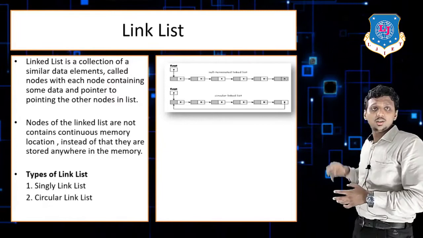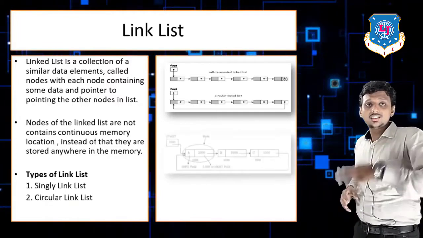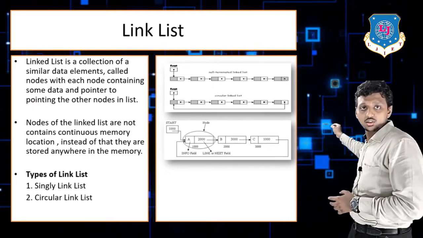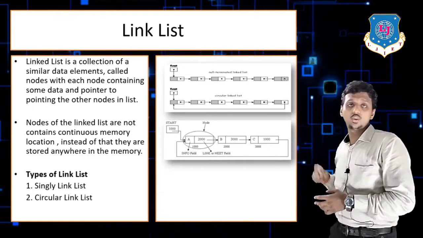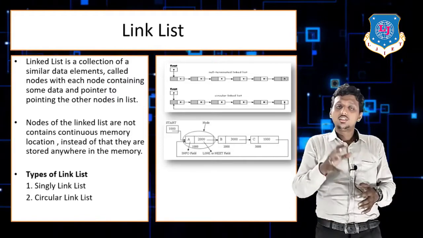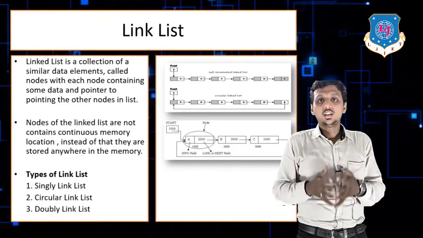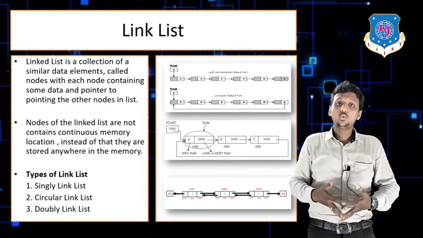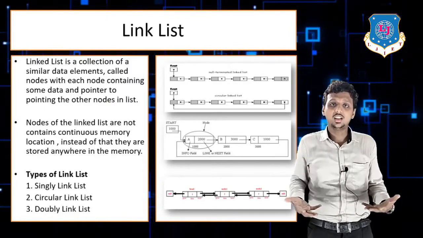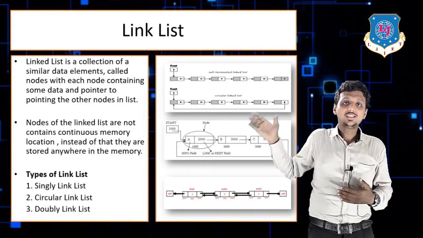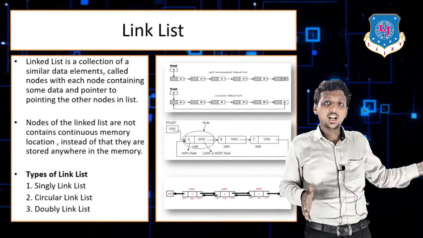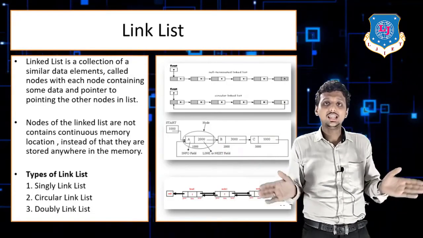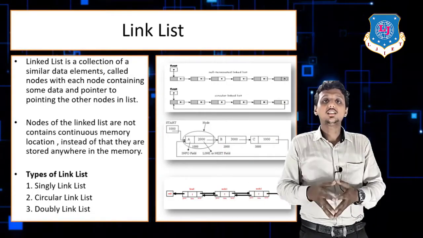So next is the circular linked list. In a circular linked list, students, the link of the last node is pointing to the first node of the list. Fine. So next is the doubly linked list. In a doubly linked list, the node contains two different pointers. If you imagine me as a data node, then this is my left pointer and this is my right pointer. So both these pointers are in doubly linked list nodes.